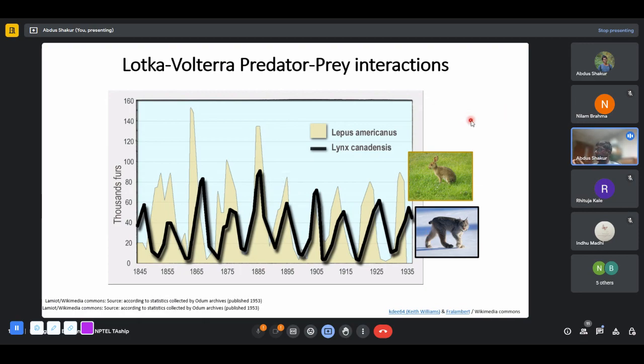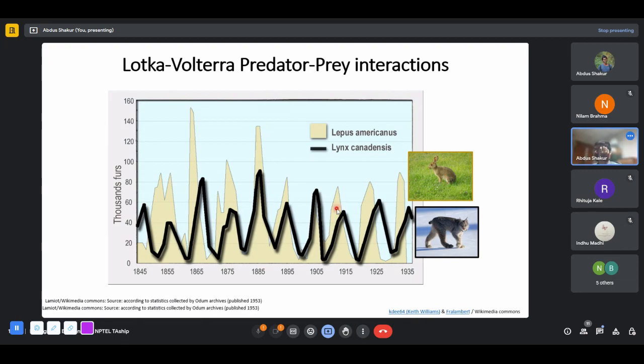For that, what people have done was, during the 1840s to 1940s, there was this trade in Canadian lynx and hare furs. People used to go hunt these animals, and then they used to come with those furs and sell them to some agency. That agency kept records of how many furs had been collected that year, how many furs of this species and how many furs of that species.